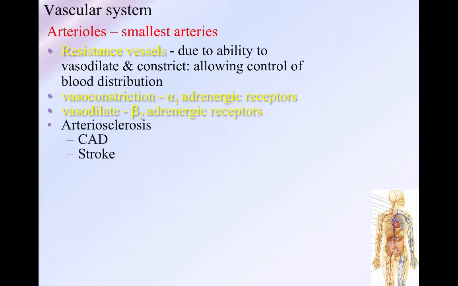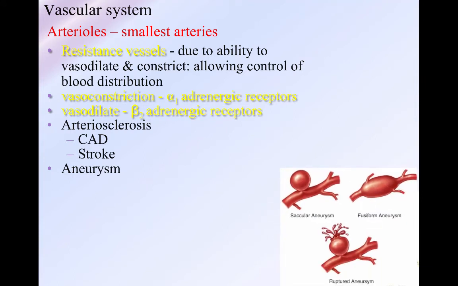This is also where arteriosclerosis can occur. And again, you might remember that arteriosclerosis is the buildup of fatty plaques on the inside of these arteries, making it harder and harder for blood to get through. And so if arteriosclerosis is occurring in the coronary arteries, there's a much greater chance that the person will suffer from coronary artery disease and perhaps have a heart attack. If it's in the cerebral arterioles, then they're more likely to have a stroke.